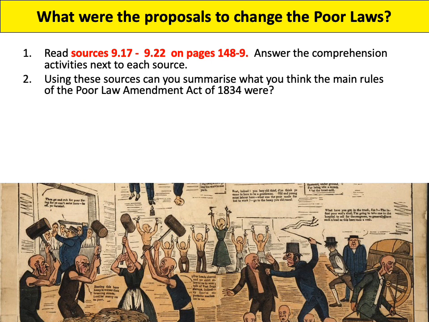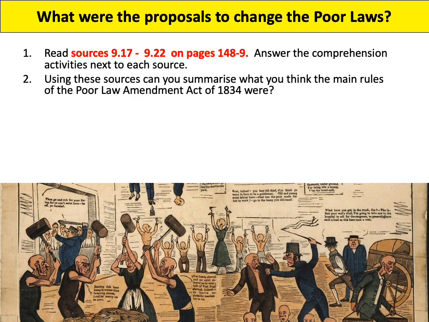So source 9.17 essentially says that taking poor relief away makes labourers more diligent or more efficient. In other words, they work harder. The factory owner makes a bigger profit, and then from that profit will pay higher wages, so everybody benefits. So take the poor relief away and the workers work much harder because they know they need to keep their job, essentially, is what the source is suggesting.